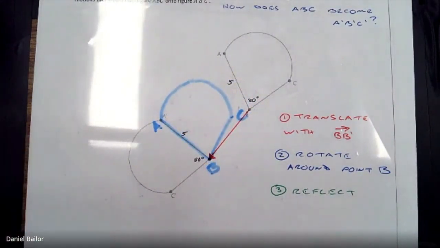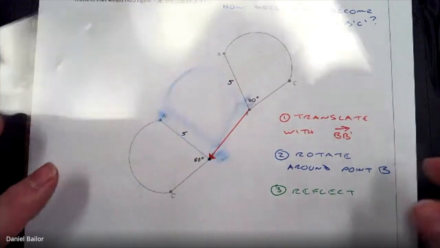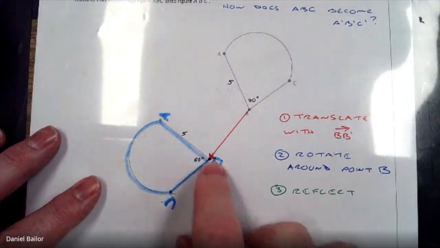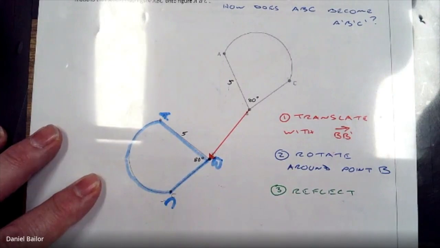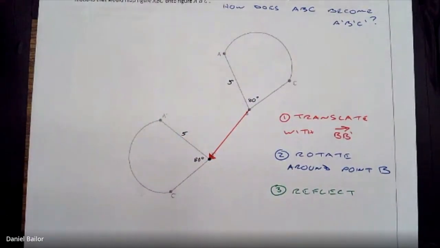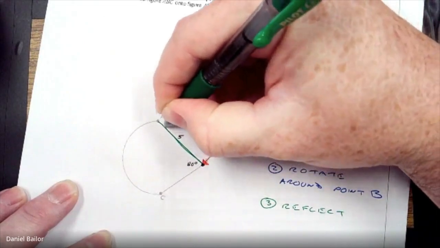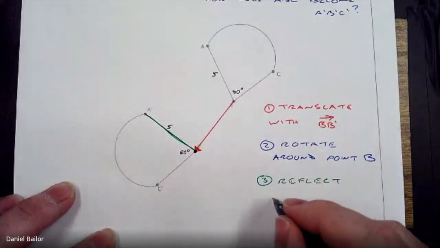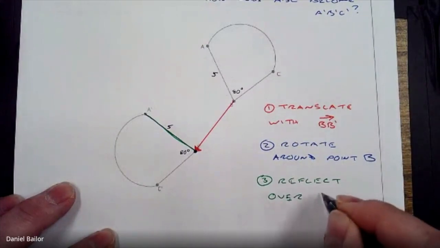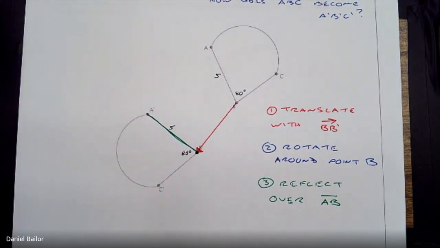I reflect. But reflect, remember, I need a line of reflection. So what line do I flip over? What line stays in the same place? And if I flip, you'll see that AB stayed in the same place. AB is the line that I flip over. So this right here is the line that stays when I flip. So I reflect over AB, line segment AB.